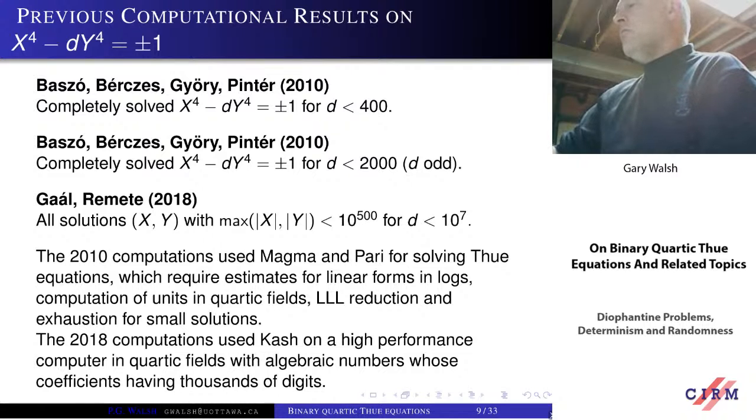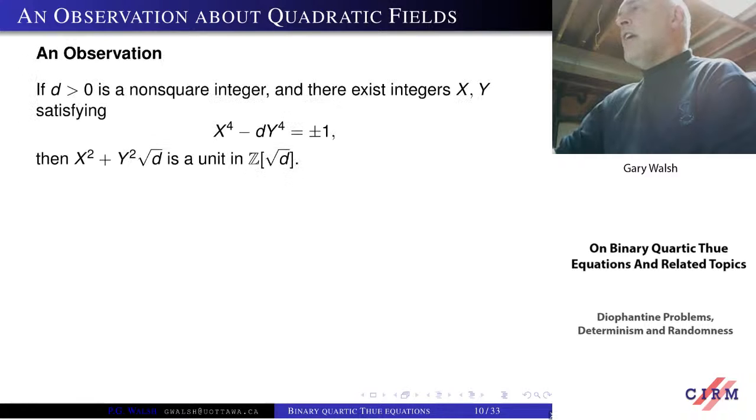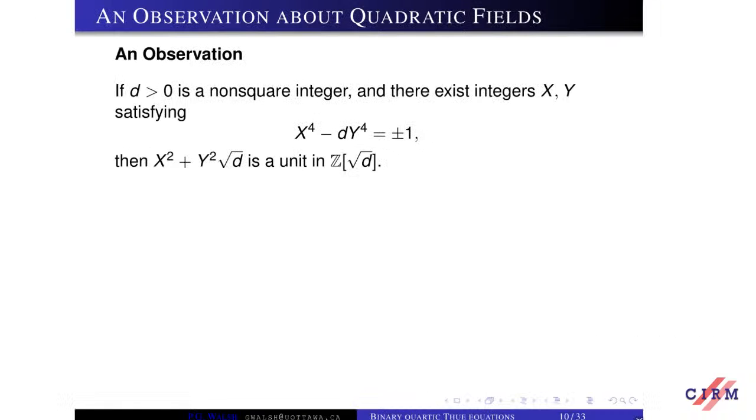Okay, let me get to what I want to talk about. My contribution, with Mike, is we looked at this paper of Istvan Gaál, this beautiful paper, but we had an idea that came from an observation. So the observation is as simple as you can get. If you have integers x and y satisfying this quartic equation, then x squared plus y squared root d is a unit in this ring of integers, obviously.